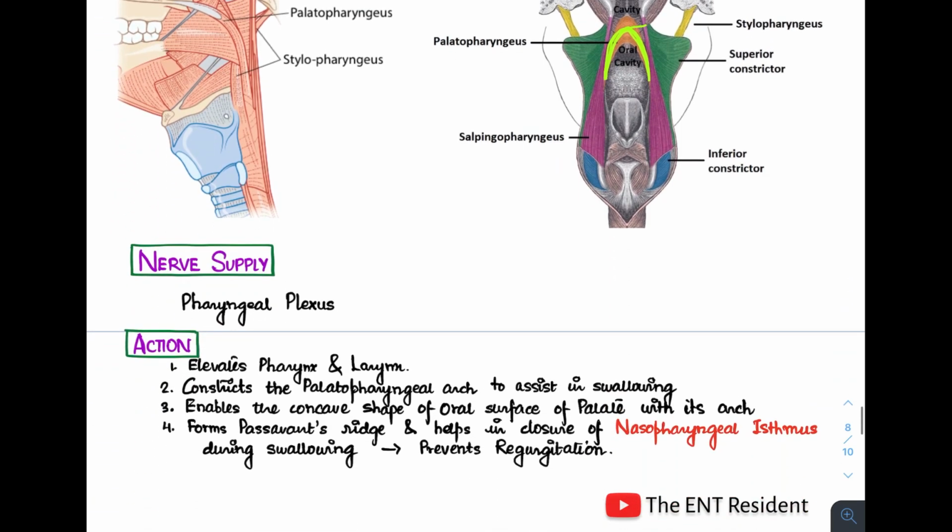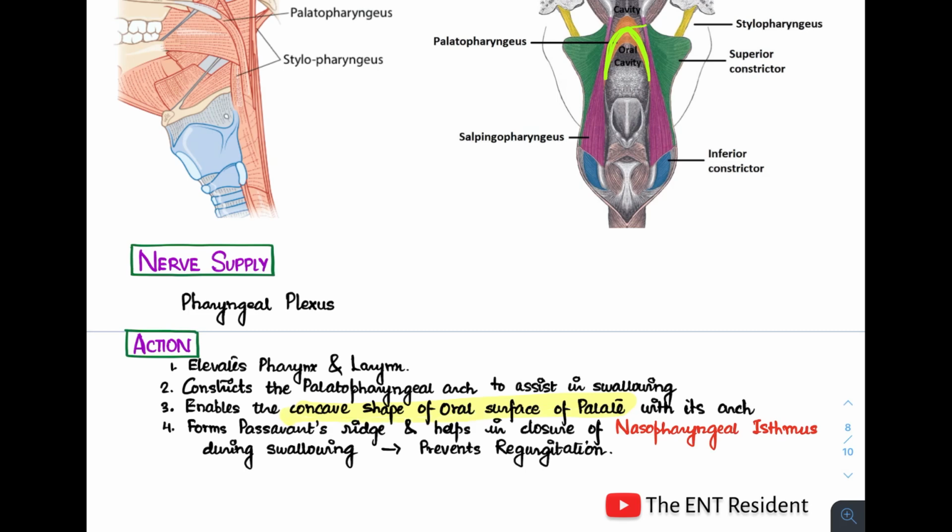Now when it comes to nerve supply, this has a different nerve supply than stylopharyngeus. It is supplied by the pharyngeal plexus. But when it comes to action, it is very similar. It also helps in elevating the pharynx and the larynx. As I was telling you, it helps in formation of the posterior pillar. It constricts the palatopharyngeal arch to assist in swallowing. It enables the concave shape of the oral surface of the palate because of its arch.